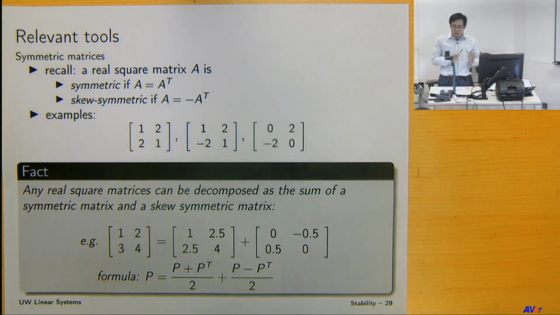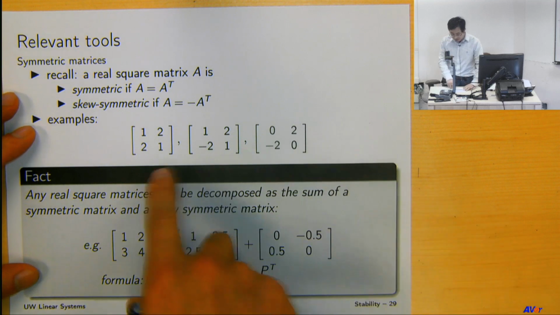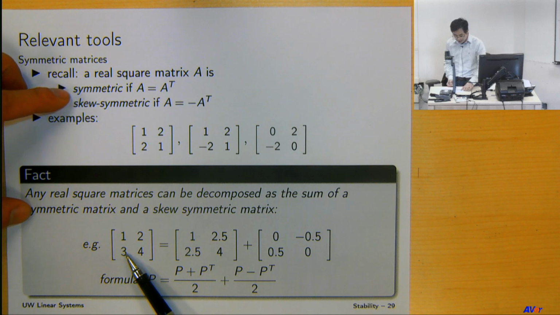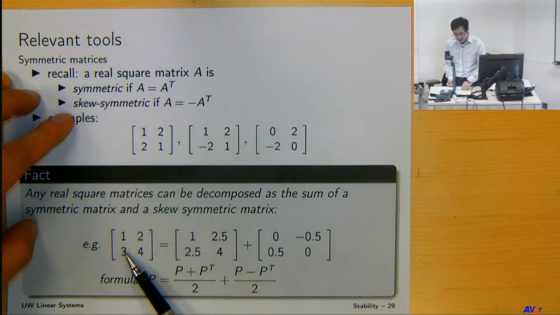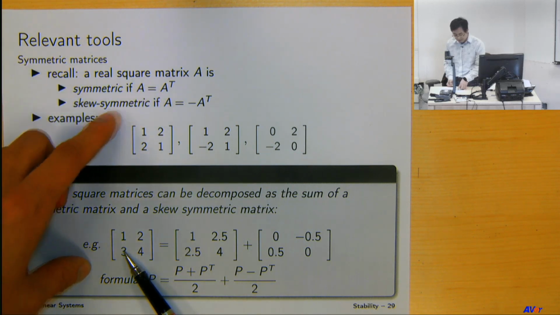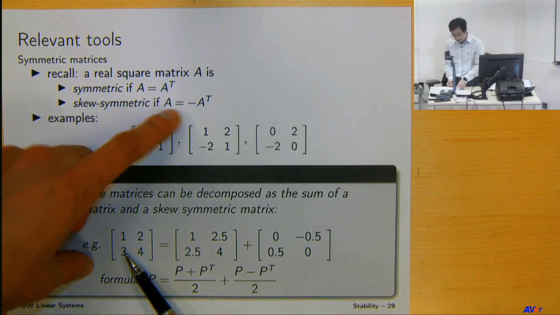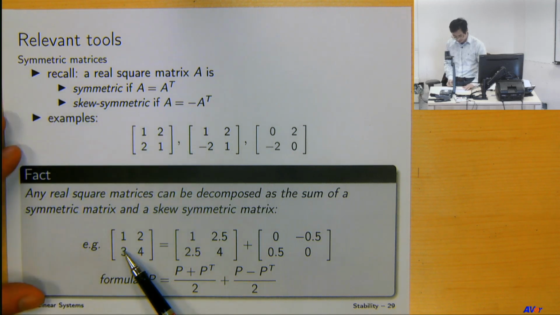Symmetric functions, in a more general sense, are fantastic. Give me any matrix, and it can be expressed as a symmetric matrix added to a skew symmetric matrix. Let's see this by example. Symmetric matrices satisfy A equals A transpose. As a recap, skew symmetric matrices satisfy A equals negative A transpose.